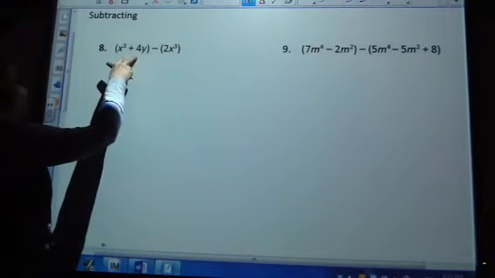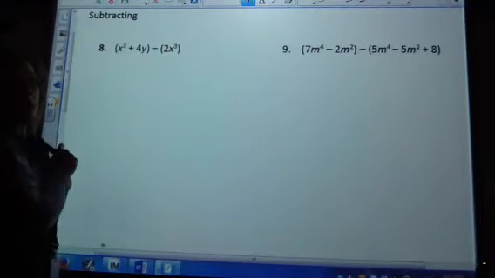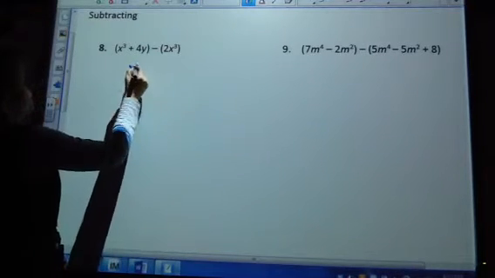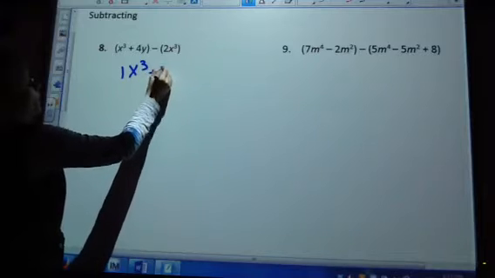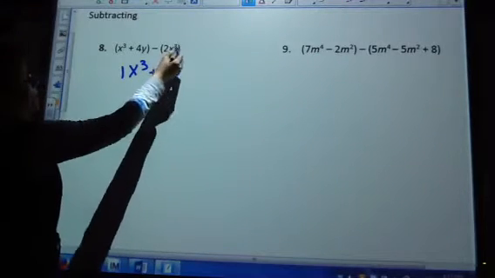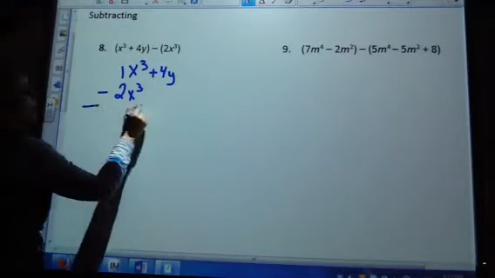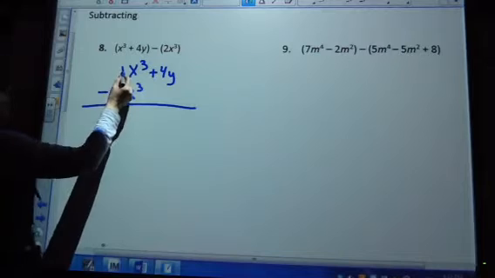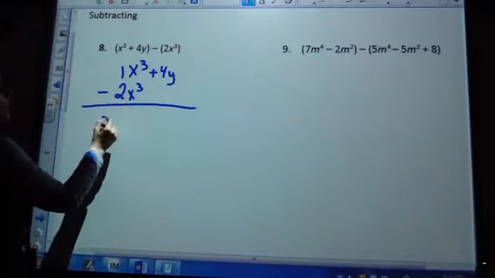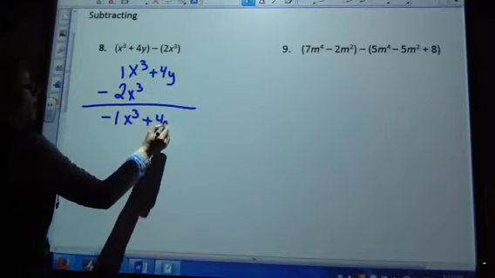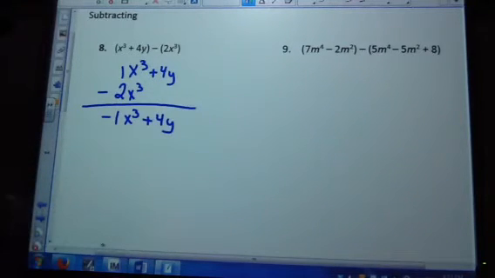All right, so we've got a binomial subtract a monomial. So if we want to stack this, 1x cubed plus 4y, my 2x cubed is going to go under the 1x cubed, and we are subtracting here. Okay, so I have 1 minus 2, that gives me a negative 1x cubed, and then I just bring down my 4y. Okay?